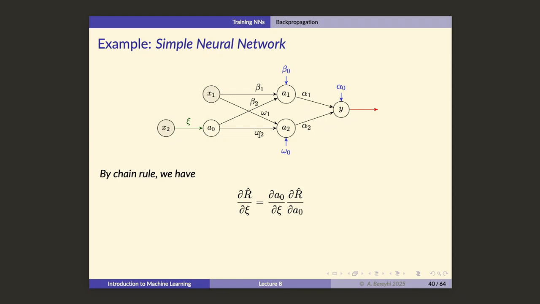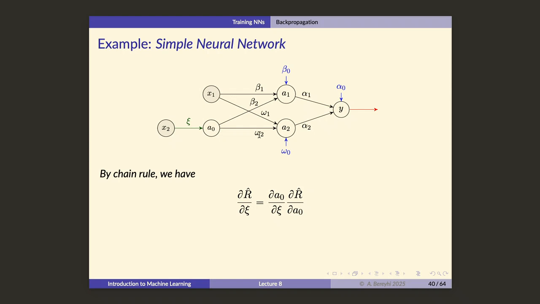Any suggestion? From a0, where I am going, if I want to end up at loss, I can go to a1, and then from a1 I get to y, and then I get to loss. From a0 I can go to a2, and then go to y, then go to loss. So both of them are involved, right? Both of them are function of a0.